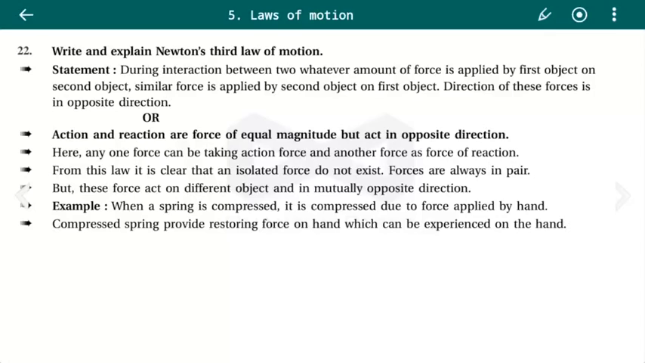In this video we are going to discuss the topic Newton's third law of motion of chapter 5, laws of motion. Write and explain Newton's third law of motion.